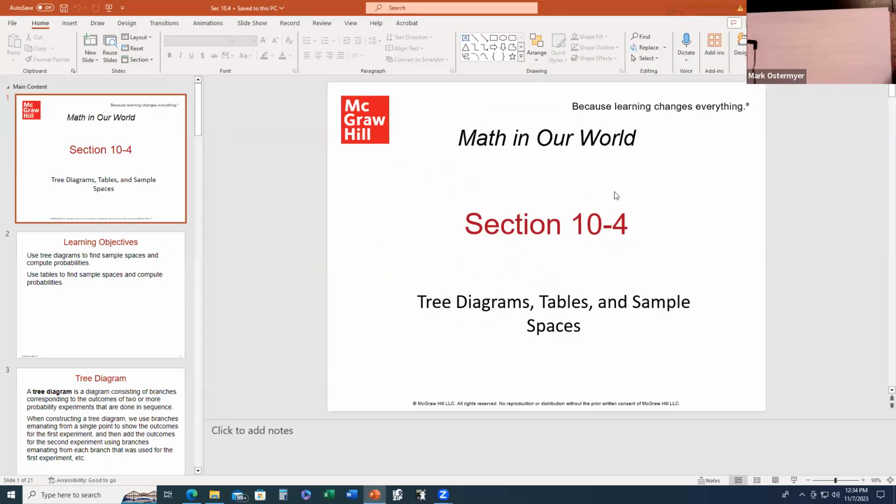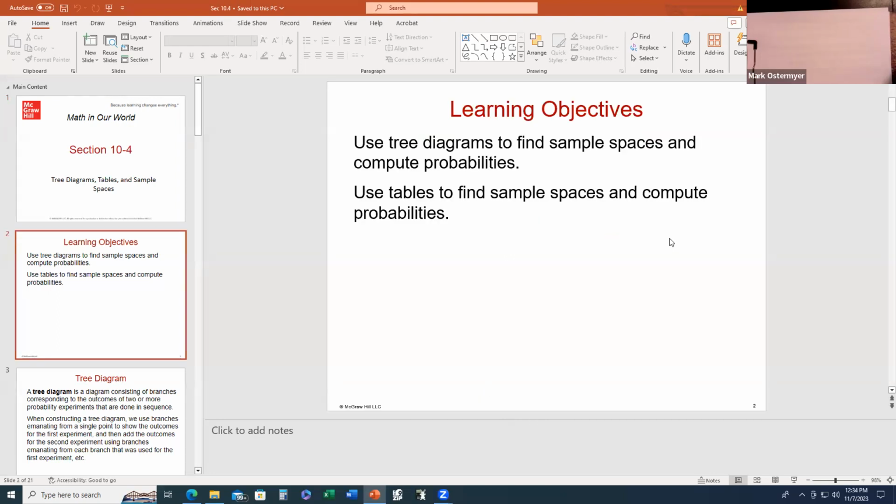So tree diagrams, tables, and sample spaces. Section 10.4. When we get done with this section, we will hopefully be able to construct tree diagrams and use them to determine the sample spaces and compute various probabilities. And also use tables to find sample spaces and compute probabilities.